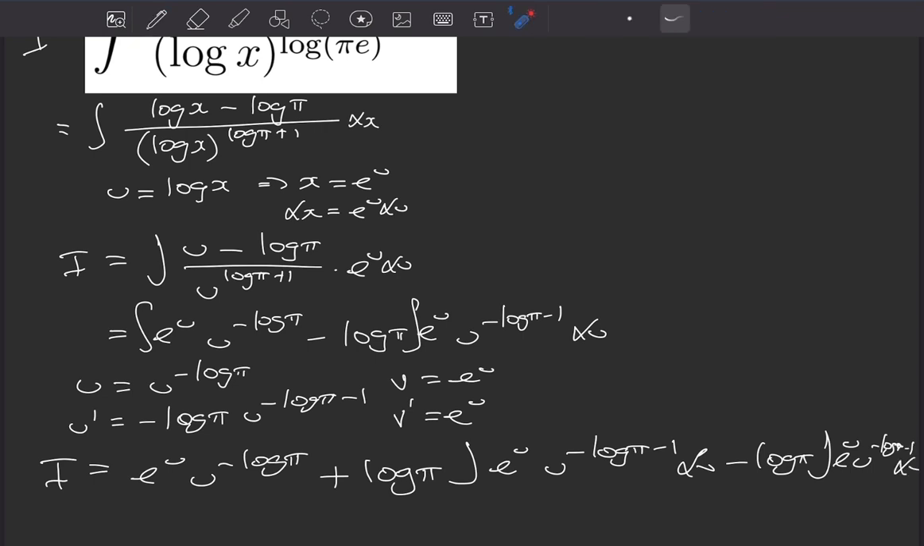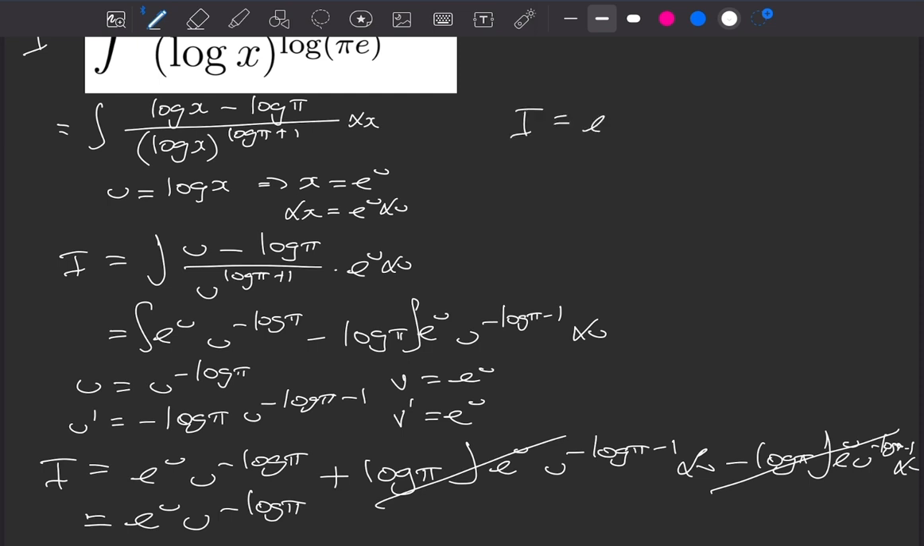And what we can spot now, these two integrals are the same. We've got log pi and log pi, e to the u, and then u to the minus log pi minus 1, u to the minus log pi minus 1. This is a plus, this is a minus. So these two integrals are the same, so they're going to cancel off with each other. And all we're left with then is e to the u, u to the power of minus log pi. We'll take this up here to the right. We'll have e to the u and u to the minus log pi, and we'll replace our u with log of x and our e to the u with x.